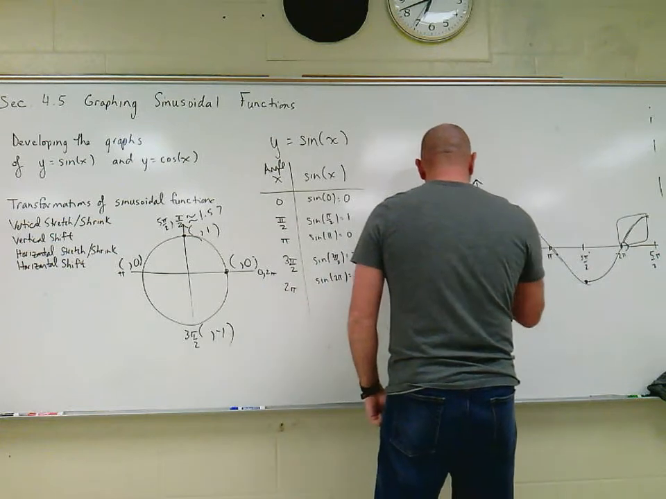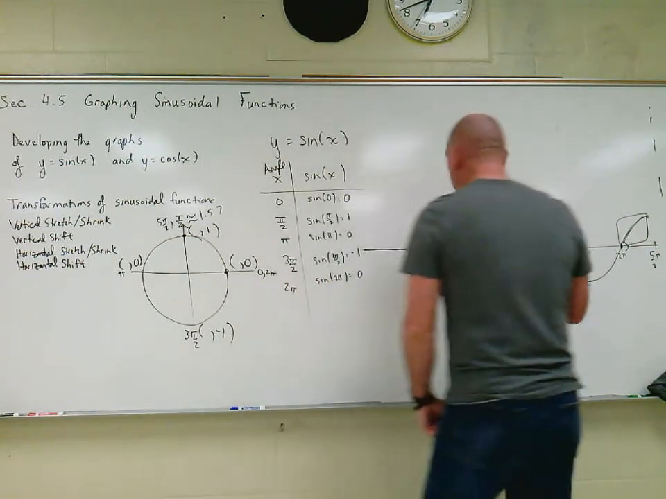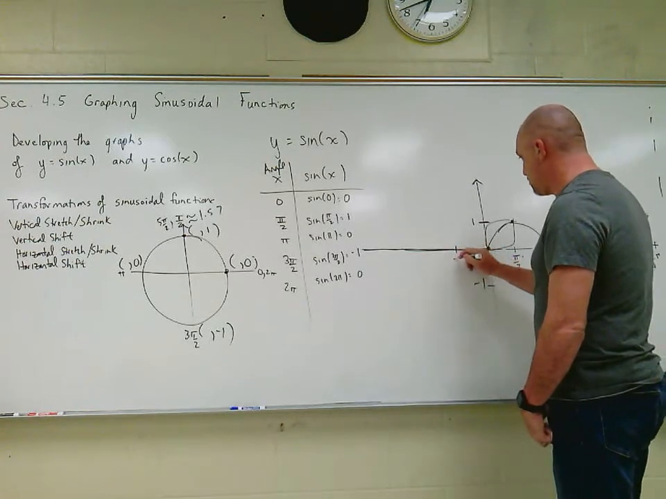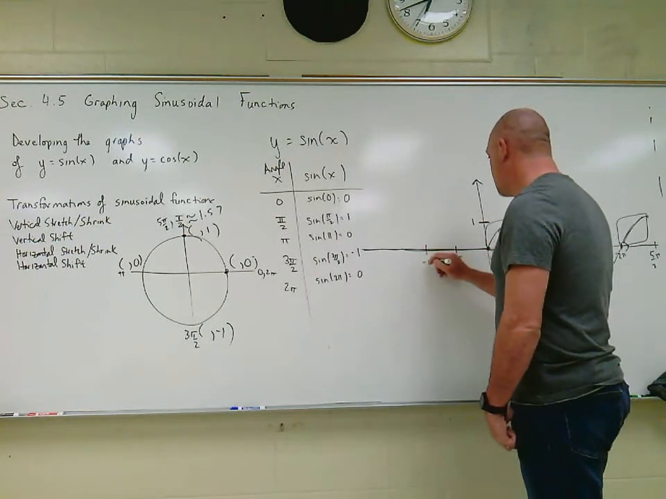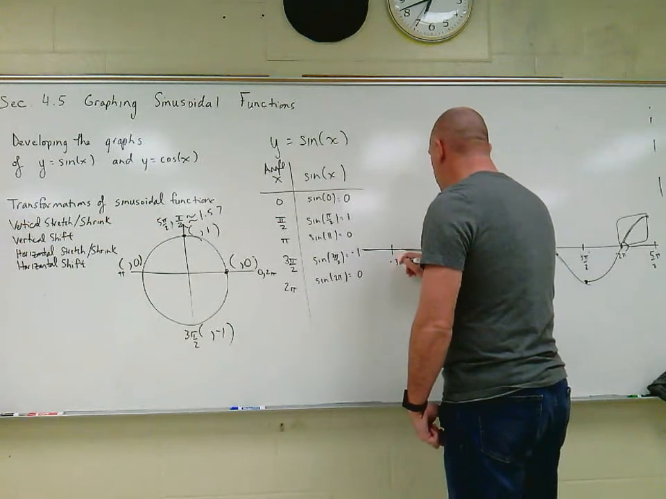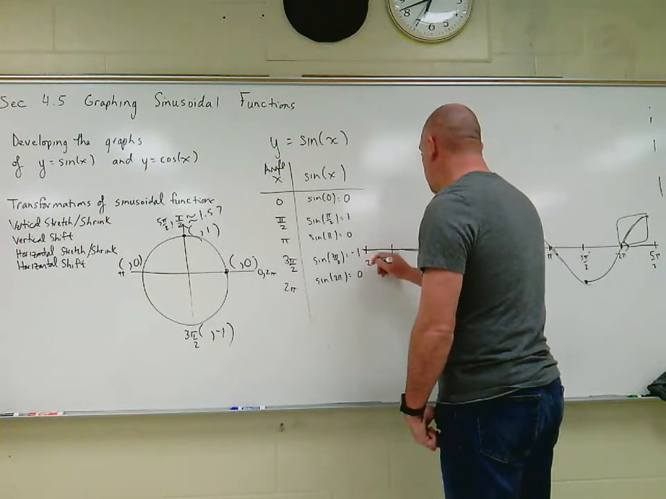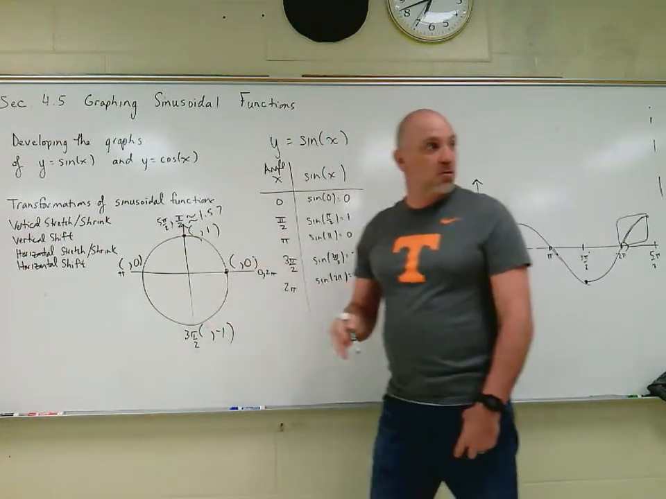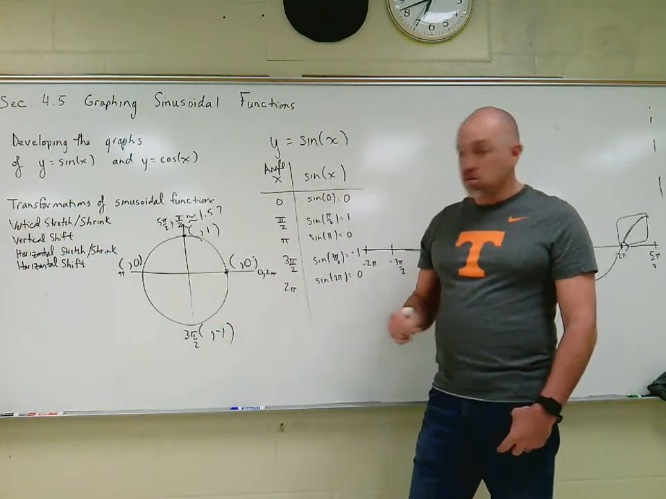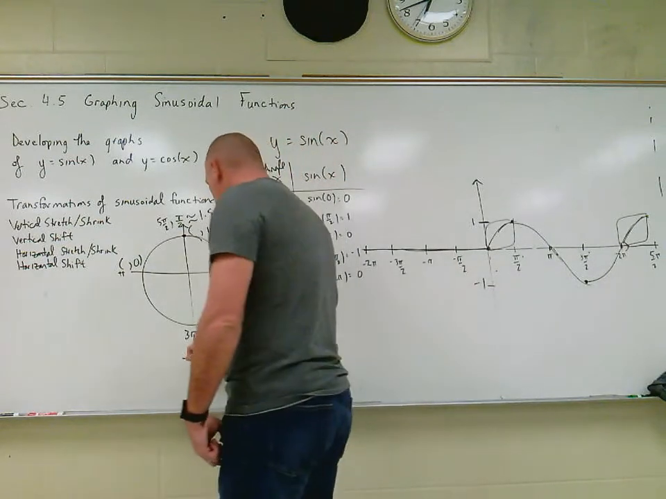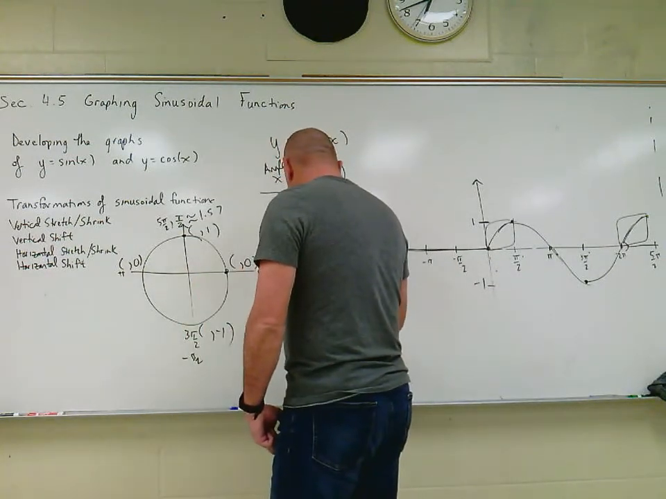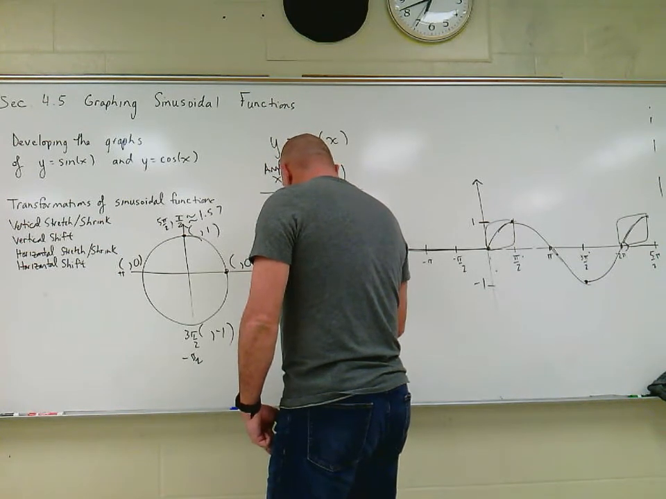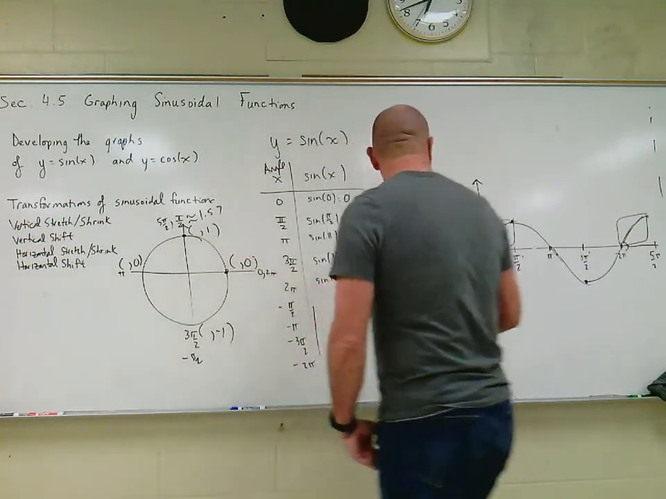So what would these increments be if I go this way? Negative? Yep, negative pi over 2, negative pi, negative 3 pi over 2, negative 2 pi. Now, and you get those by going how around the circle? Clockwise. Clockwise, so this is negative pi over 2 and so on. So why don't you take a second and get those, negative pi over 2, negative pi, negative 3 pi over 2, negative 2 pi, let's get those outputs.